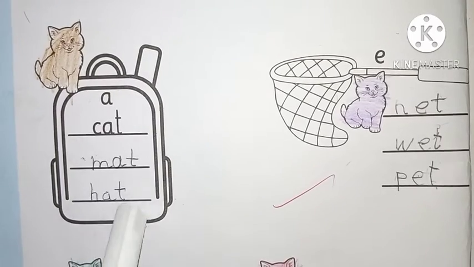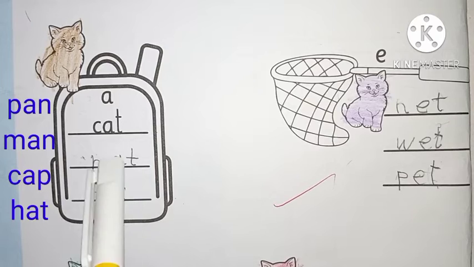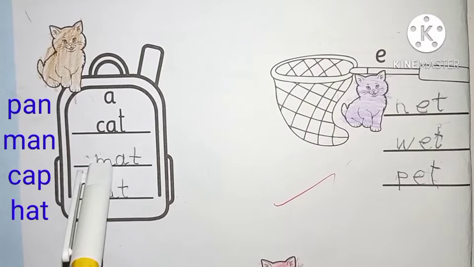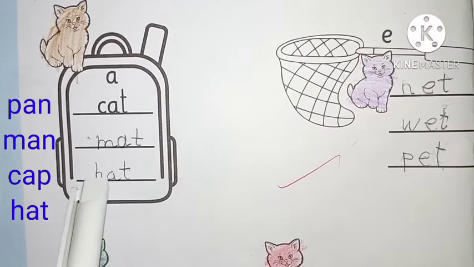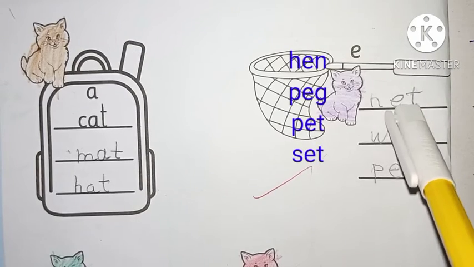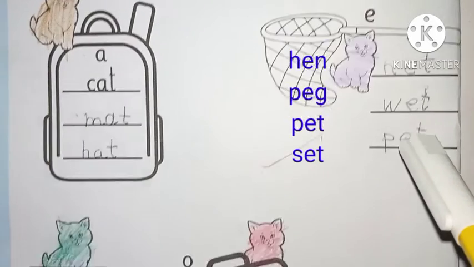Write the same vowel words. A vowel. So first is cat, next mat. Middle there is A vowel. Hat, net, wet, pet. Wet means gila.